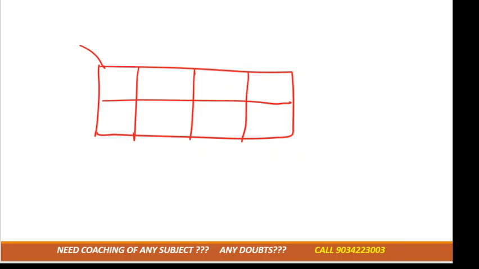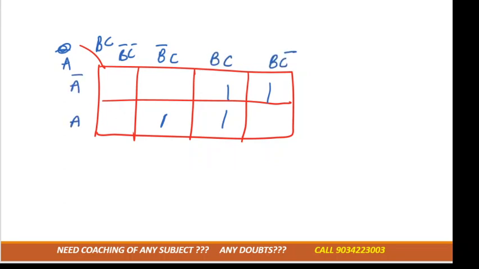Now in this case we are having number of ones, like one here, one here, and one here. Here is A bar, sorry, here is A, here is B, so it would be B bar, C bar, B bar, C, B, C, B, C bar. Here it would be A bar and A.